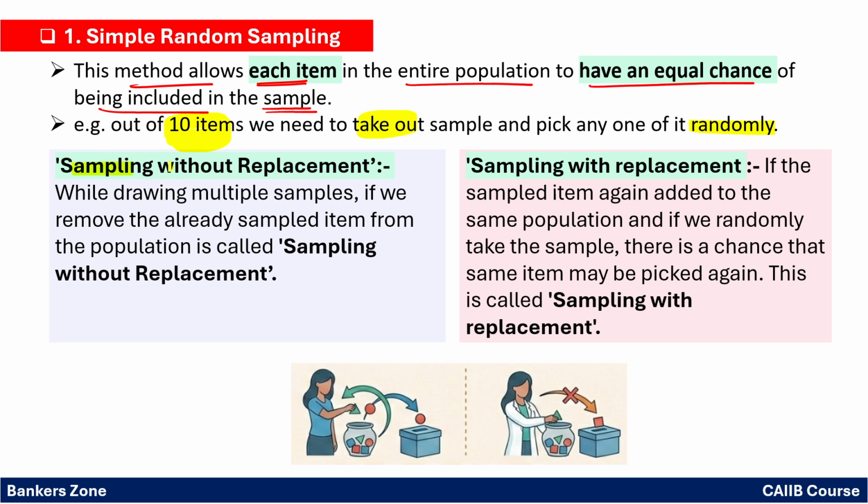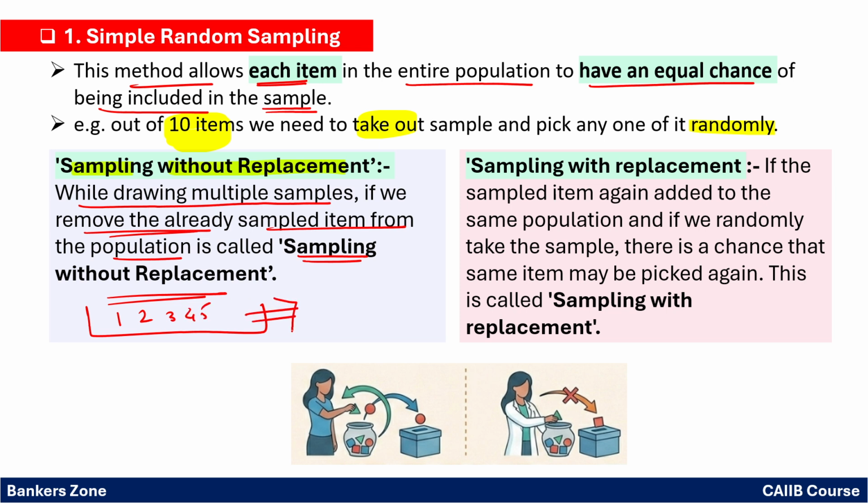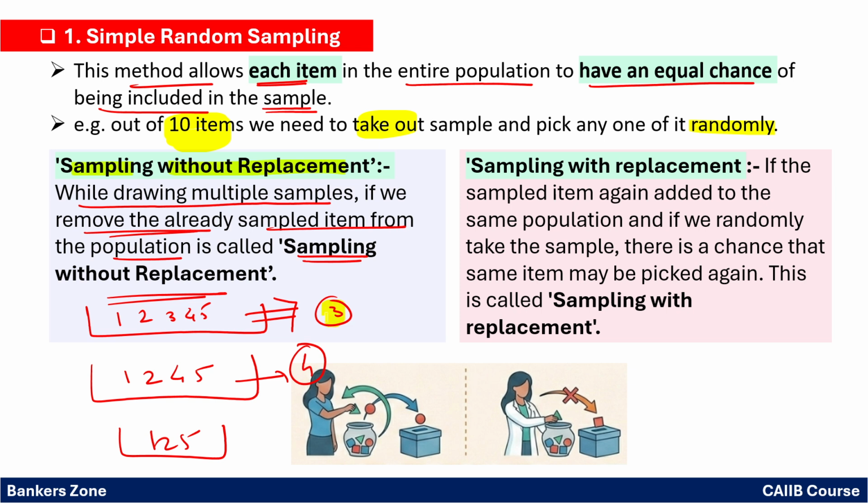Sampling without replacement means that while drawing multiple samples, if we remove the already sampled items from the population for the next sampling, we call it sampling without replacement. For example, if we have the numbers 1, 2, 3, 4 and 5, and you have selected number 3, then the next time you will have only 1, 2, 4 and 5. For example, you selected 4, and the next time you will have only 1, 2 and 5. That means whatever sample you select will not be put back into the basket.